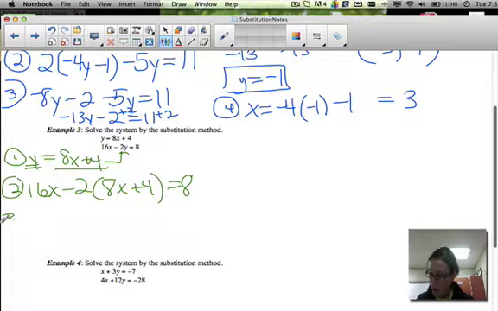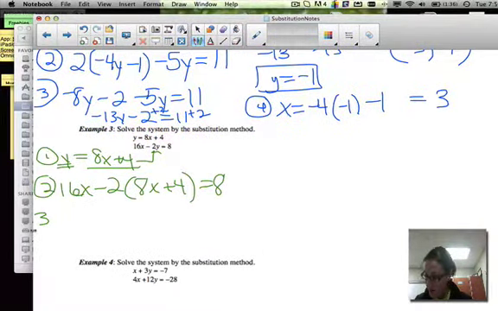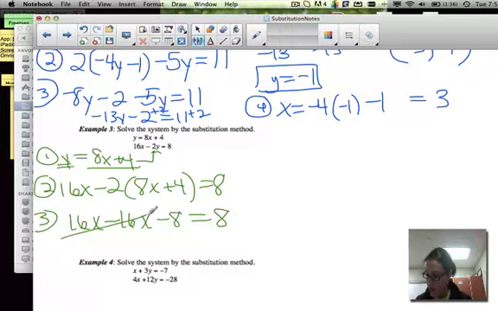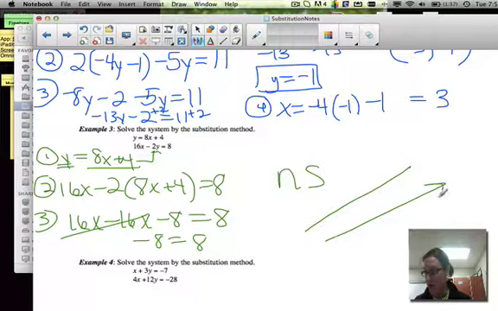Step 3 says solve. 16x minus 16x minus 8 equals 8. Now if you notice, those cancel out. Step 3, again it says solve, and I end up with negative 8 equals 8. It is not a true statement. When I get to this point and I notice that I can't go any further, it's not true. Remember when I said it's not true? If it's not true, it would be no solution. These lines would never intersect, so I would have a set of parallel lines.